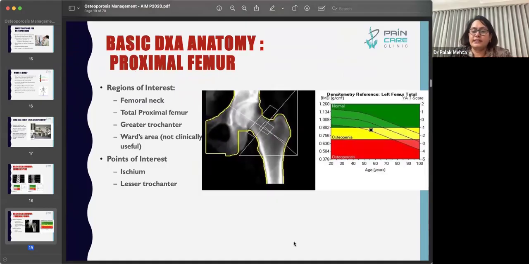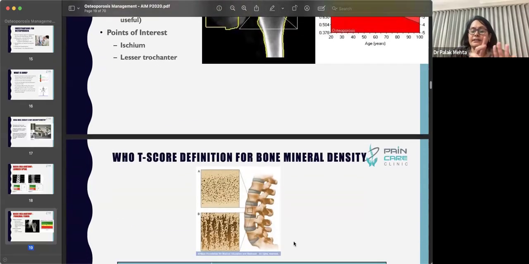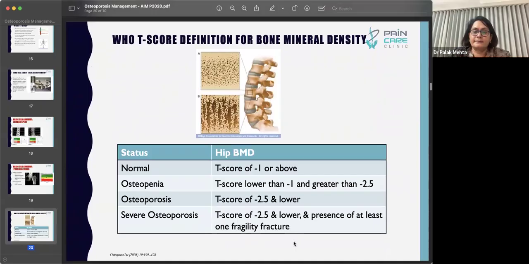So the regions of interest, as we discussed, are femoral neck, proximal femur, greater trochanter, and Ward's area, which is clinically not so useful. And here you can see the measurement in a square box, which falls into the category of osteopenia. We take measurements at different sites, from that we take the average, and that average is put into this box. So the entire measurement is done by the machine itself.